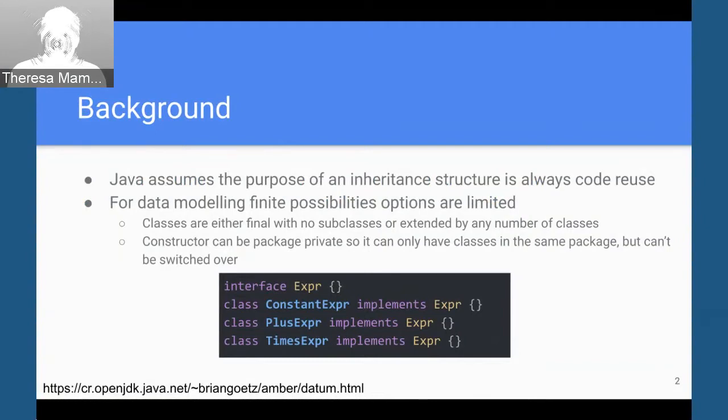So currently the only options to limit it are to make that class final, which means it could have no subclasses, or a common trick that's done is making the constructor package private. So only classes within that package can extend it, but then that makes it harder to iterate over all of those options later if you're trying to do a switch statement or something.